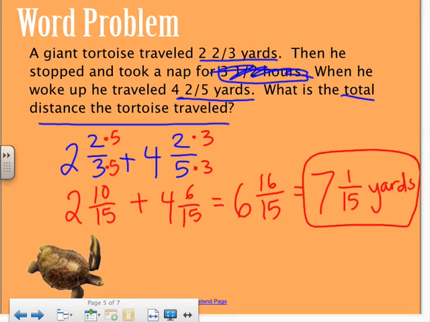And that's your answer. In this case, it wouldn't really make sense to turn the answer improper. If it's a word problem, something like this, you wouldn't say an improper answer. That'd be weird. So 7 1/15 is a much more reasonable answer.